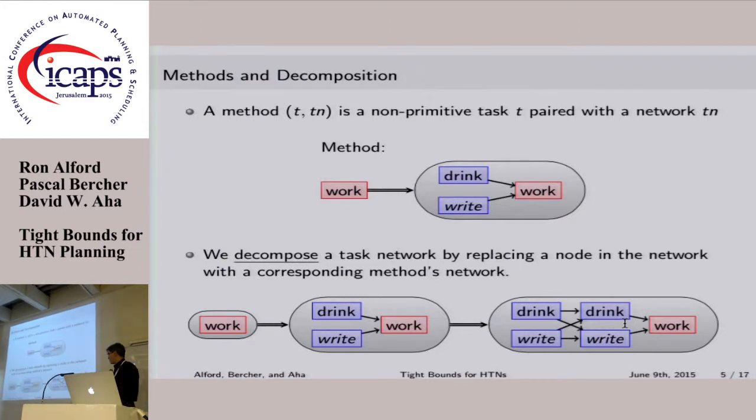So we decompose a task in the network by replacing a node with the method's corresponding network. So if we start off with an initial task network containing just work, we can decompose it with the method above to drink and write and then work, and decompose it again to drink, write, and work. We can keep on going to get whatever size task network we want.